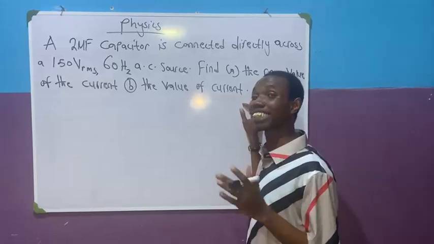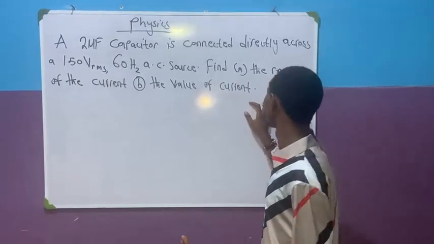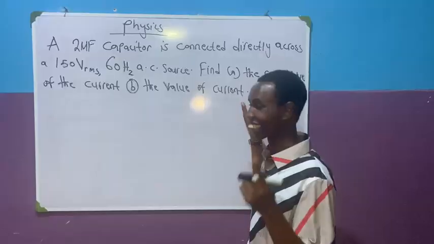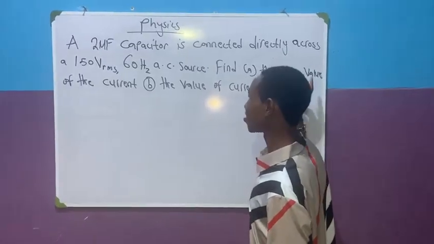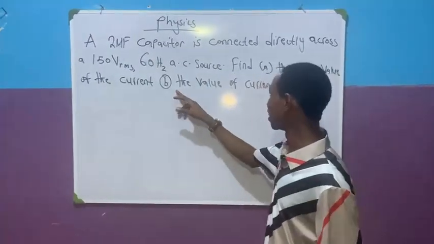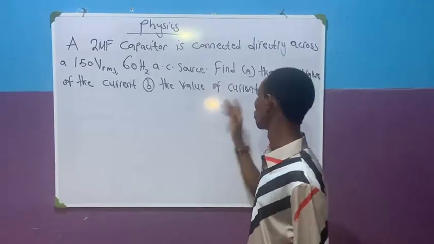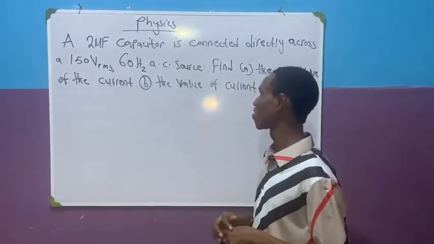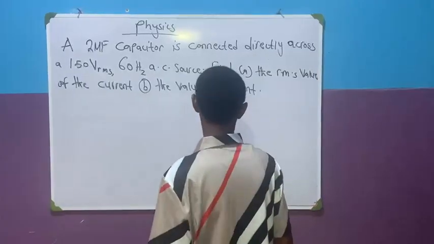What that means is the steady current that flows in the circuit. I hope you understand it. So, the root mean square value of the current, and then B, the peak value of the current. So there are two different things here entirely. What we're going to do is this.